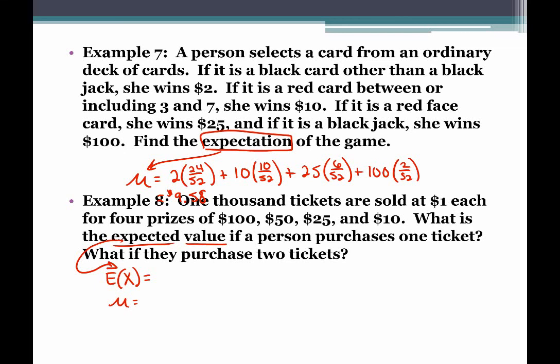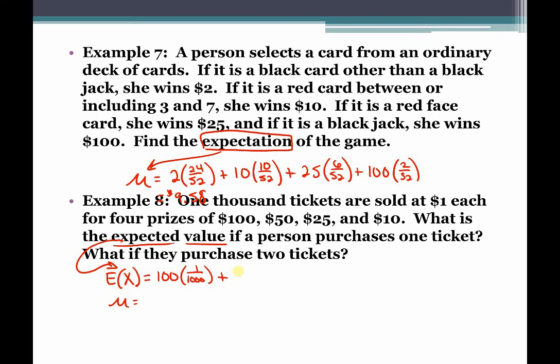And the setup is going to be pretty much the same as the last one. Let's think about outcomes. What's my first possible outcome? $100. What's the probability I get that $100? There's 1 out of 1,000. One $100 prize out of 1,000 tickets.